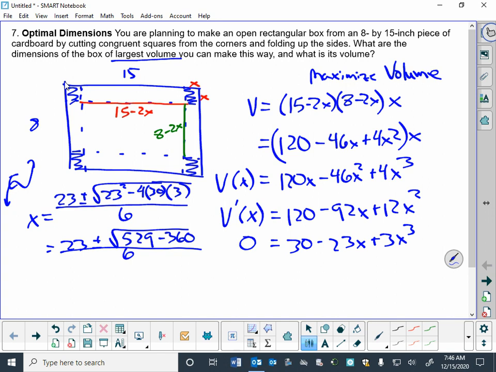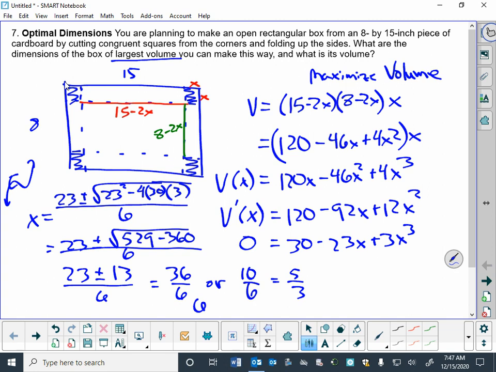And that does work out. That's going to be 23 plus or minus 13 over 6. So 23 plus 13 is 36 divided by 6, or 23 minus 13 is 10 divided by 6. So that gives me 5/3 or 6. Okay, I would suspect that the maximum is going to be 6.